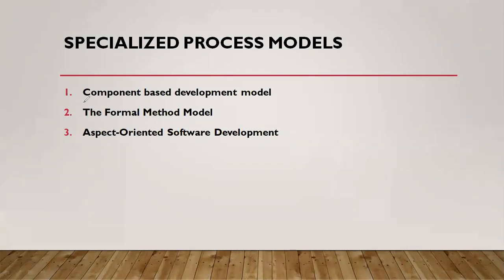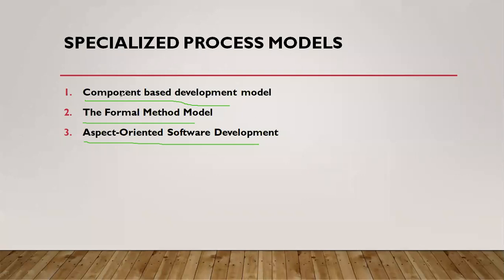Actually, there are three process models. The first one is the component based development model. The second one is the formal method model. The third one is aspect oriented software development. So these are the three special process models, and these three special models have special features.